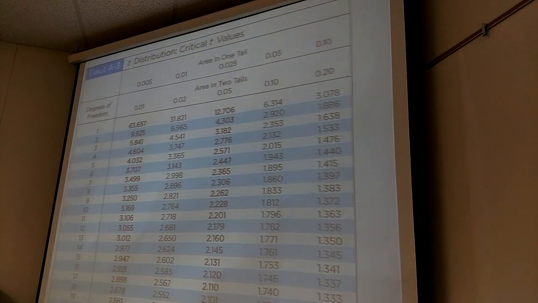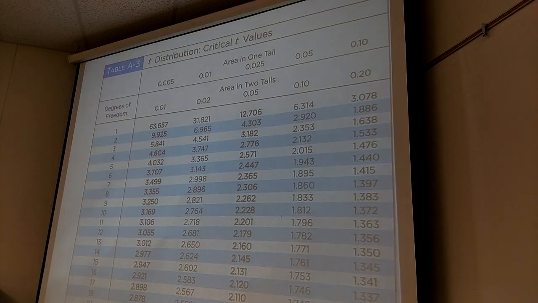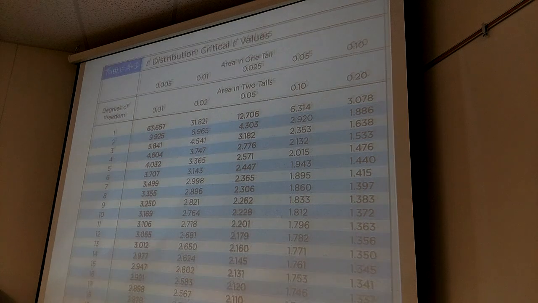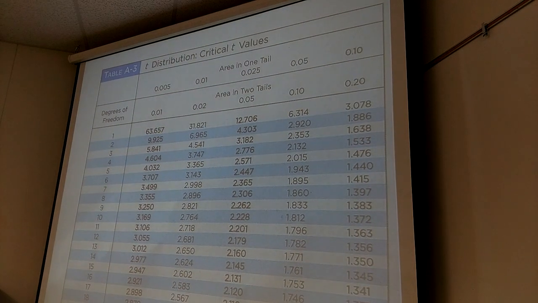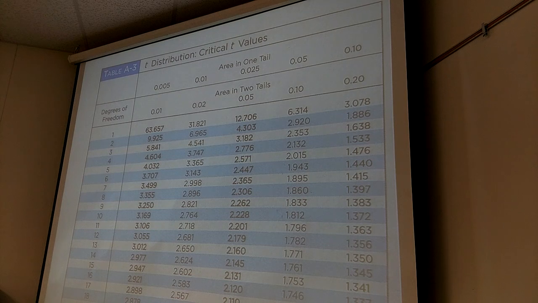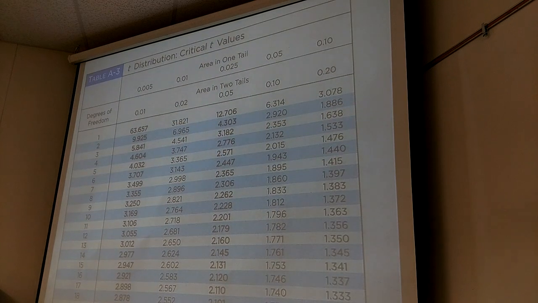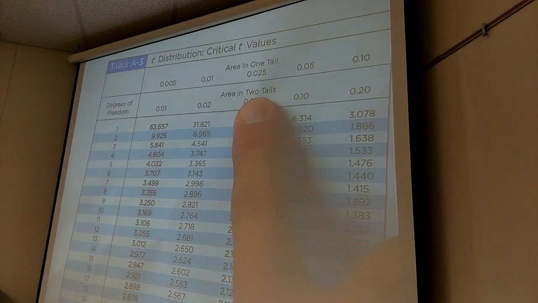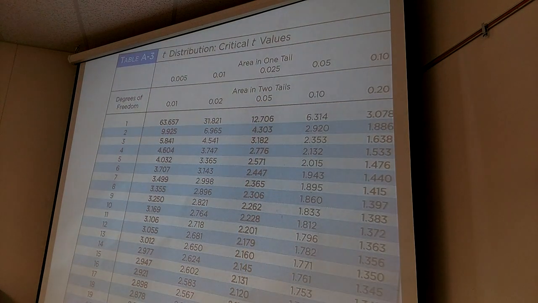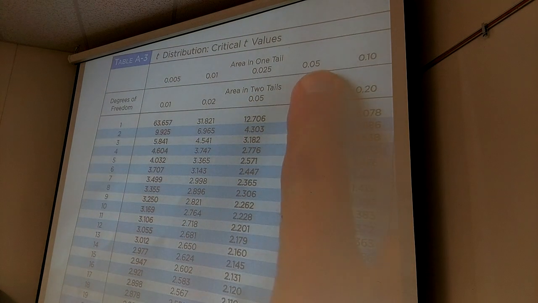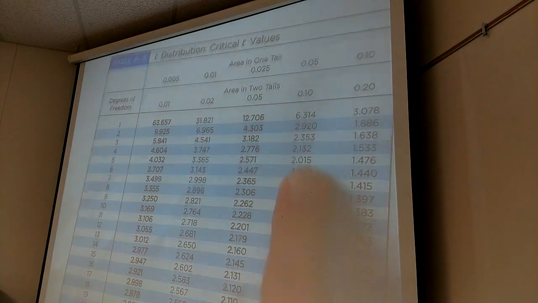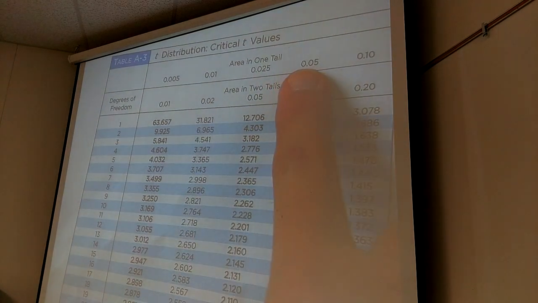So help me out. Which column would I go to if I needed to make a 90% confidence interval? Doesn't matter which way you look at it. If there's 90% inside, how much total outside? 10% in two tails. How much would be in one tail then? 5% in one tail. Which column am I in either way? The fourth one, right? So it doesn't matter which way you look at it.